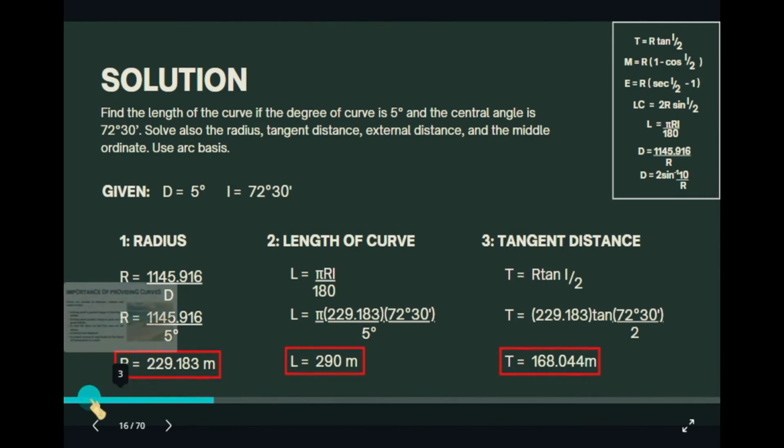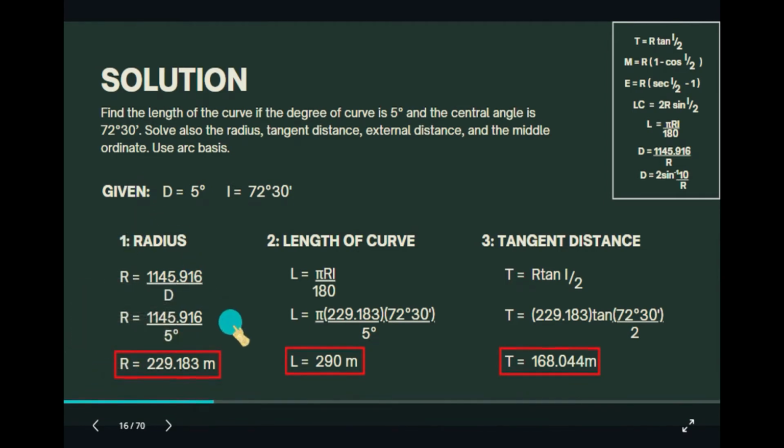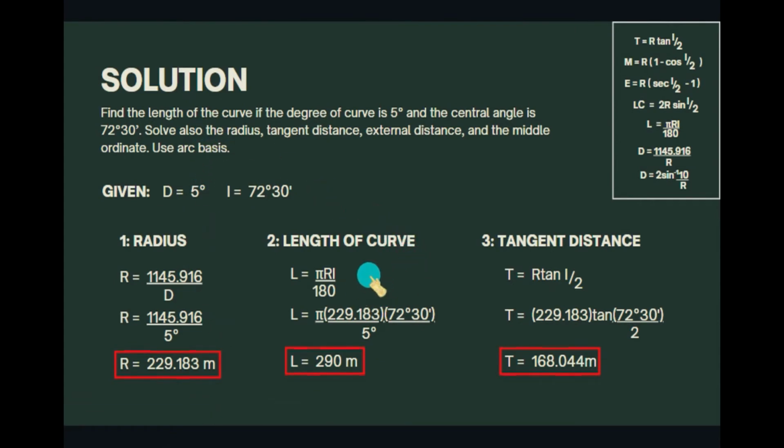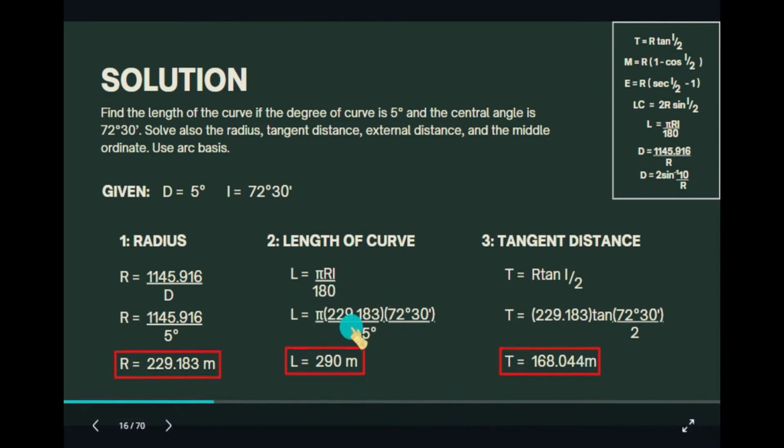We will input this in our calculator and get the value of 229.183 meters. Next, we can find the length of curve by using the formula L equals pi times the radius times the intersection angle over 180. You can just solve this through direct substitution since we already have our radius, and that would be 290 meters.